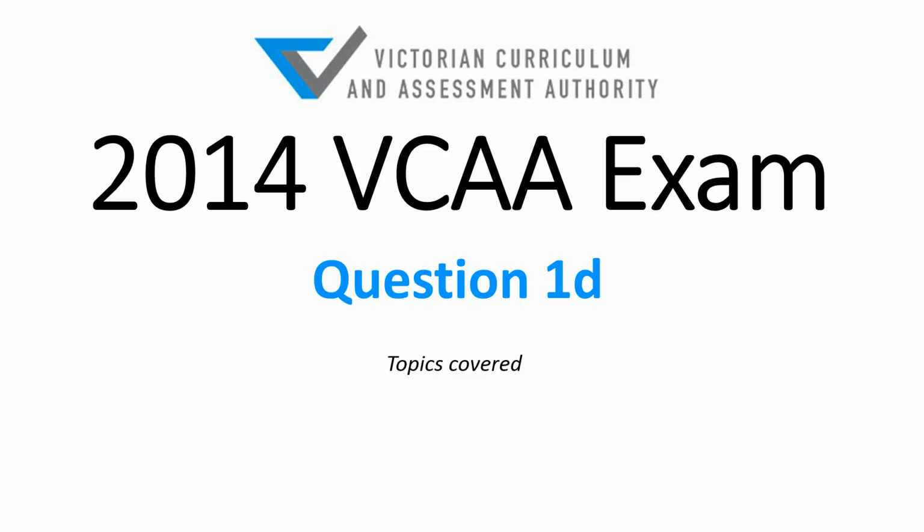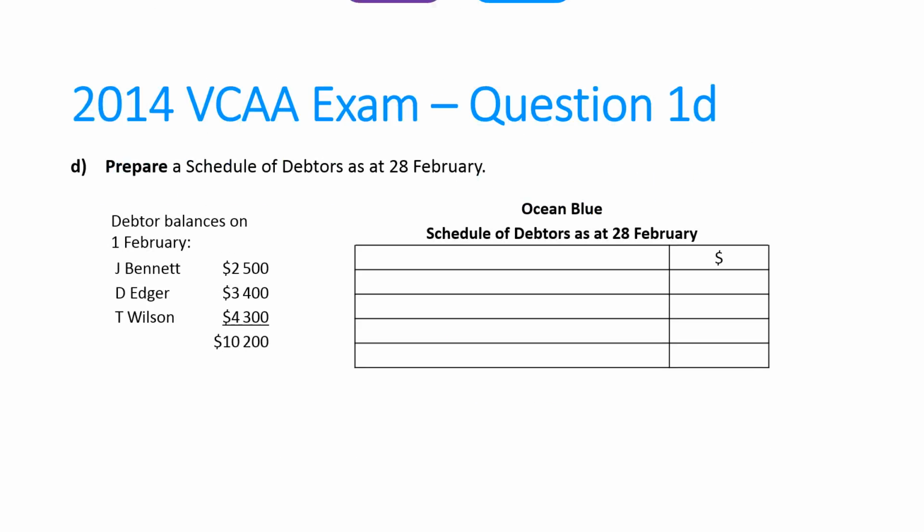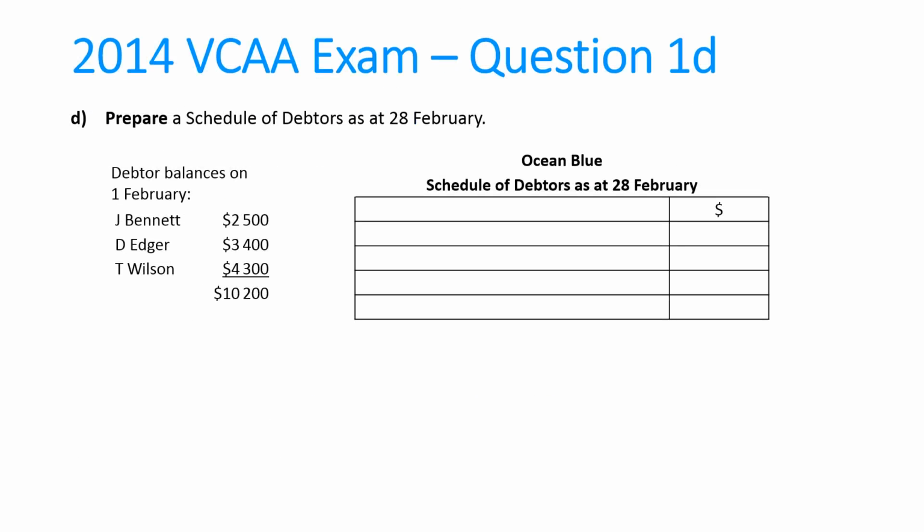The final part of question 1 covered journals and ledgers and also returns of stock, and it did so by getting you to do a schedule of debtors. That required you to go through the journals that were given to you and also to update the balances based on the journal entries you'd made, as well as the sales returns that you'd factored in.